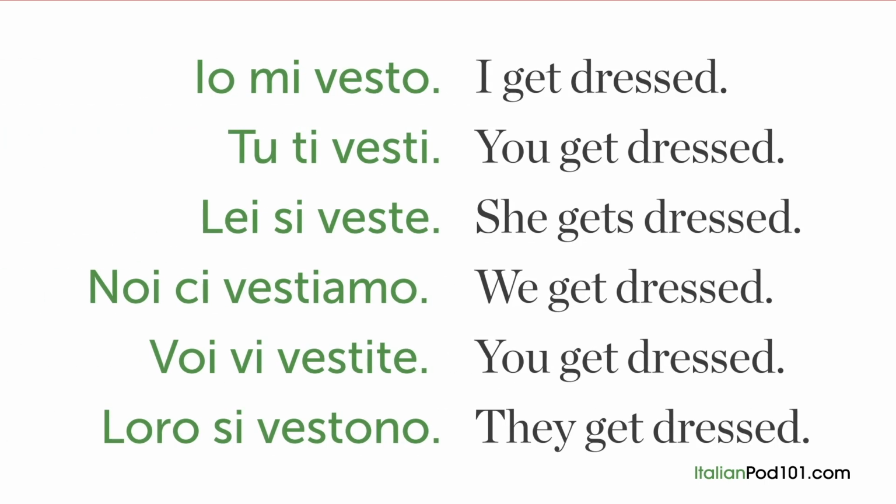The reflexive pronoun si is conjugated as follows. Io mi vesto, I get dressed. Tu ti vesti, you get dressed. Lei si veste, she gets dressed. Noi ci vestiamo, we get dressed. Voi vi vestite, you get dressed. Loro si vestono, they get dressed.